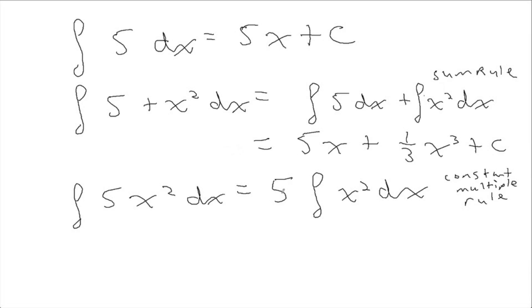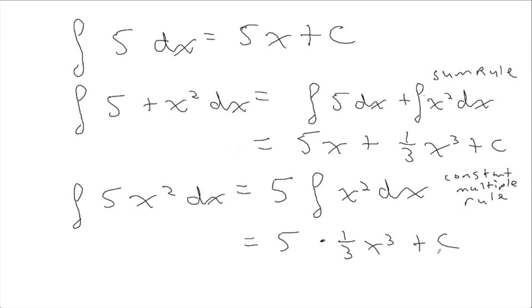Notice this is a 5, not a 5x. That's the most important thing. This is a 5, not a 5x. And then we'd end up here with this. And what do I write here? What's the antiderivative of x squared? 1/3 x cubed plus c.